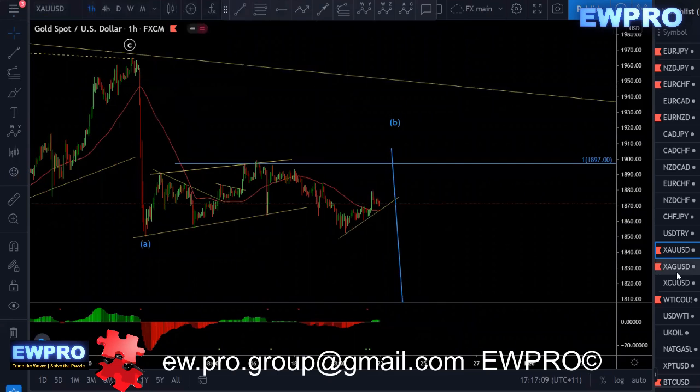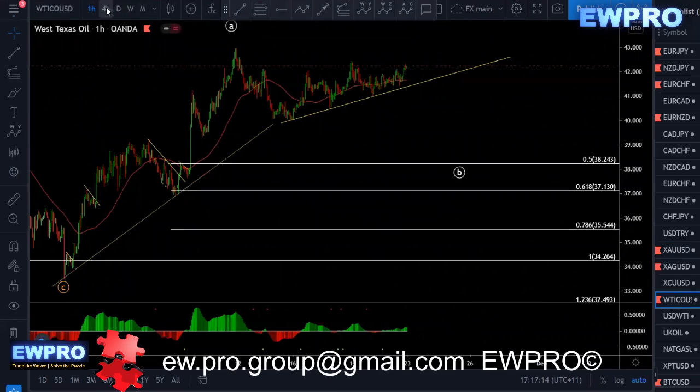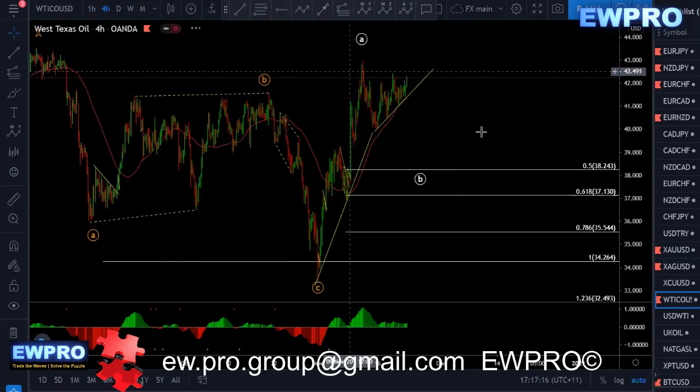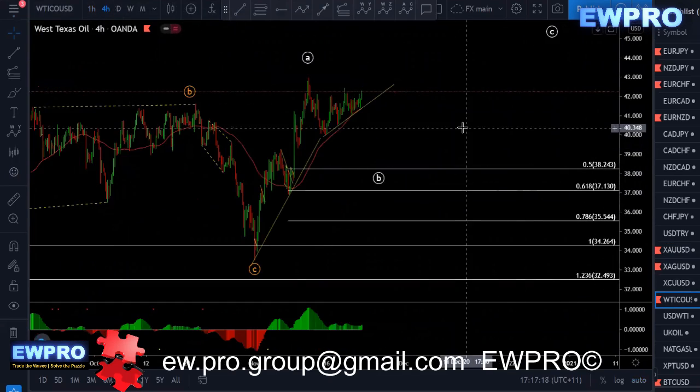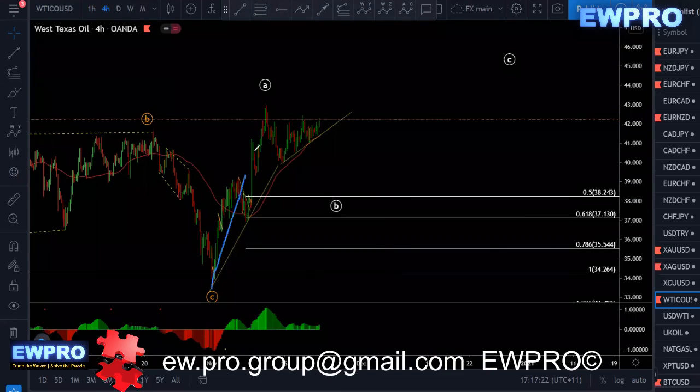WTI. So we got this nice impulse up, a nice impulse up, impulse down. This is looking corrective. May just go and break that top, then come down, give us that running flat correction before we get this C up. That's the way I'm looking at it at the moment.